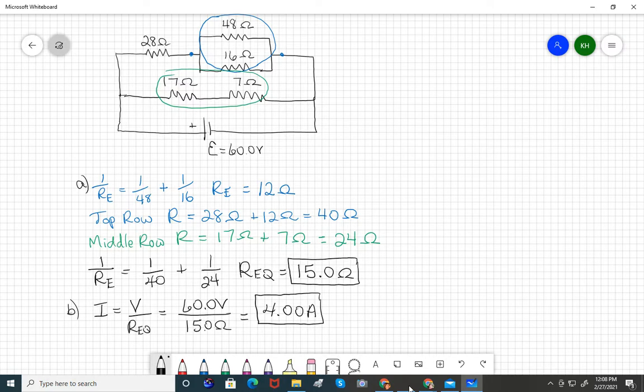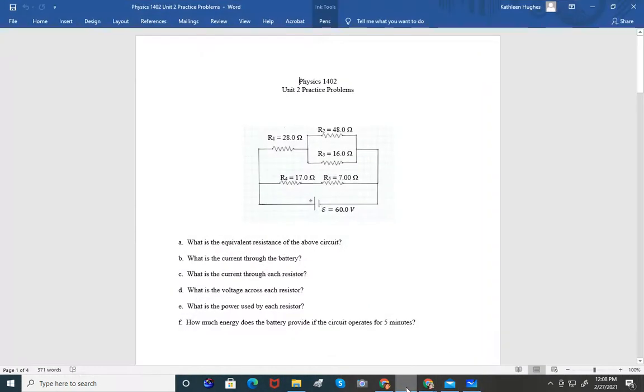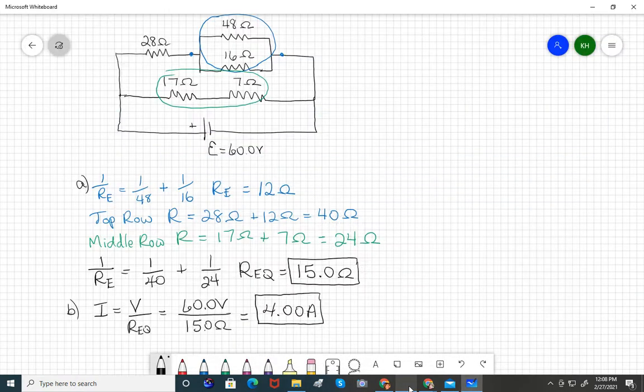Hopefully so far so good. Next question. What is the current through each resistor? Question D says, what is the voltage across each resistor? C and D, sometimes it's easy to figure out current, and sometimes it's easier to figure out voltage. So let's just look, and we'll go C and D kind of back and forth.